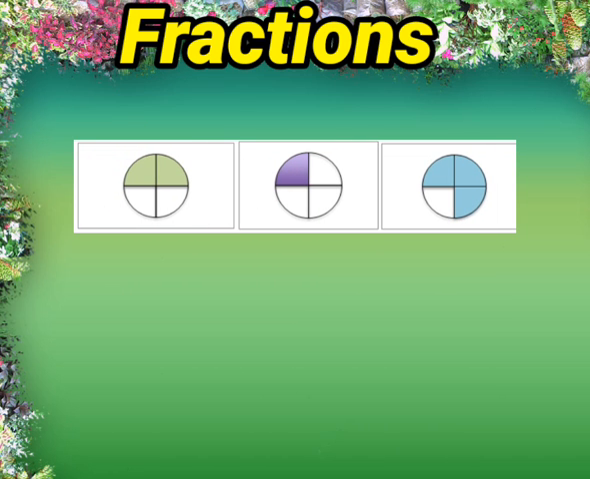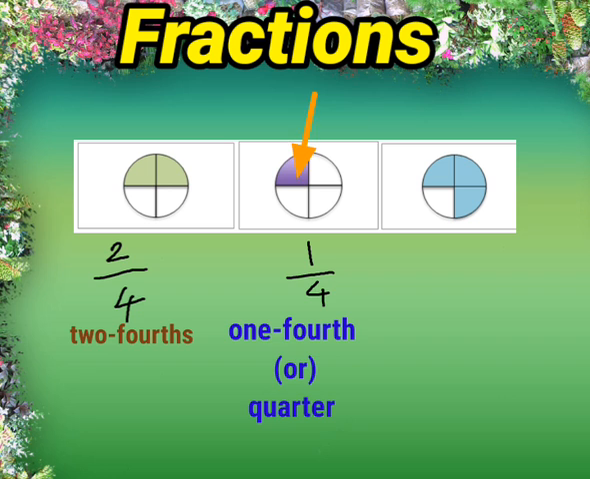Now look at these pictures and write the part shaded in words and figures. See this first one. Here out of 4 parts, 2 parts are shaded. The fraction of shaded part is 2 by 4. In words, we can write this as 2/4. Next, in this picture, out of 4 parts, 1 part is shaded. So, in figure, we can write this as 1 by 4. In words, 1/4 or quarter.